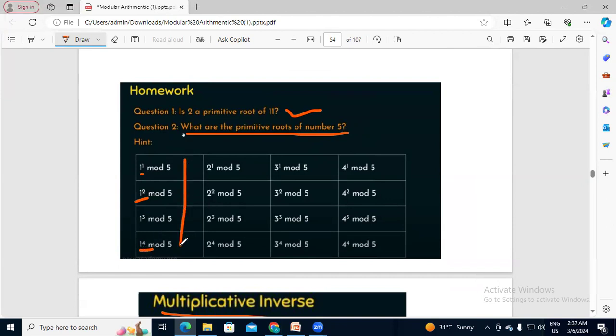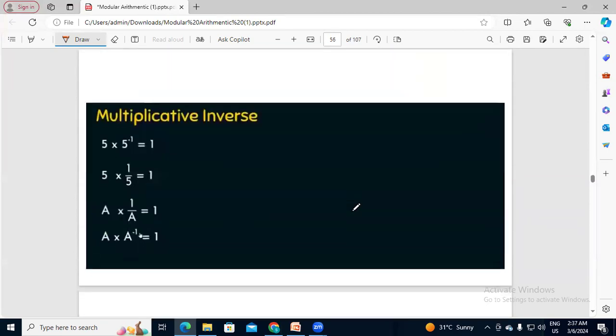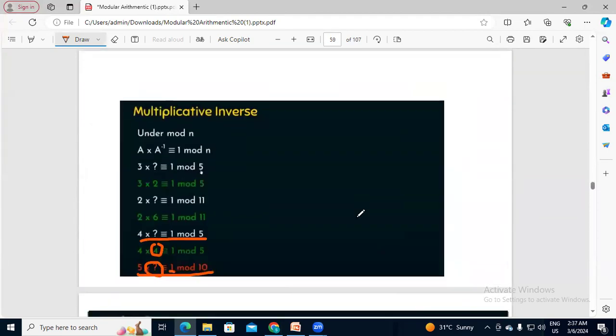If we are getting distinct results, then we can say 1 is the primitive root of 5. If not, then we will move towards the next number. You have to check for number 2. If not, move to the next number. If not, move to the next number. That's how you can find out the primitive root of any number.